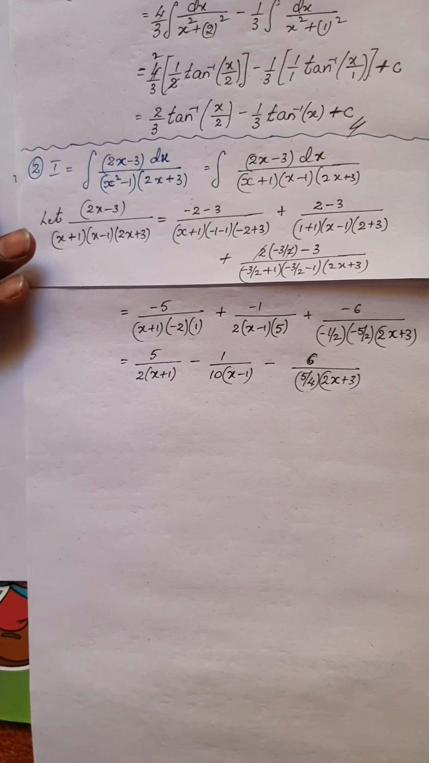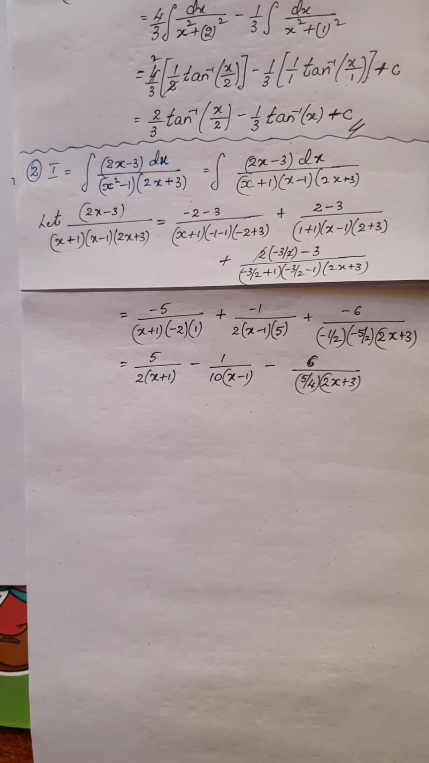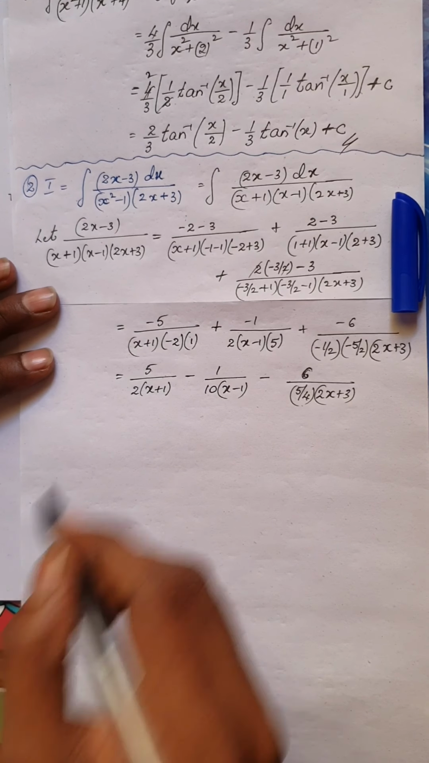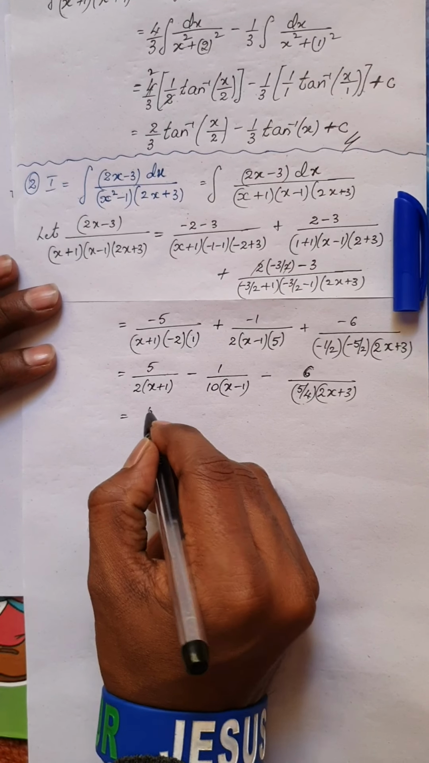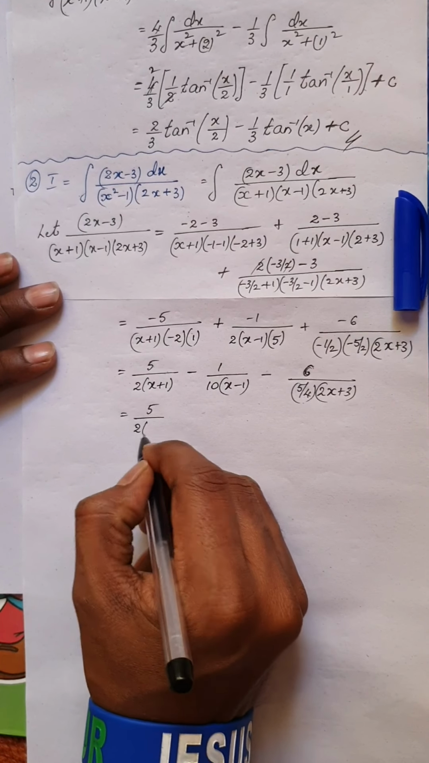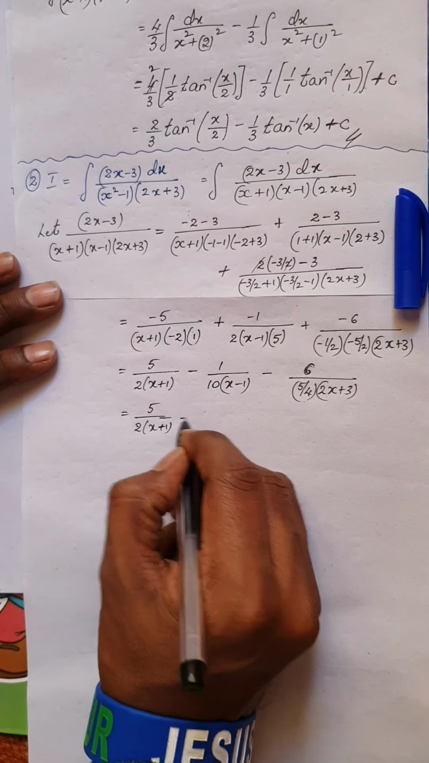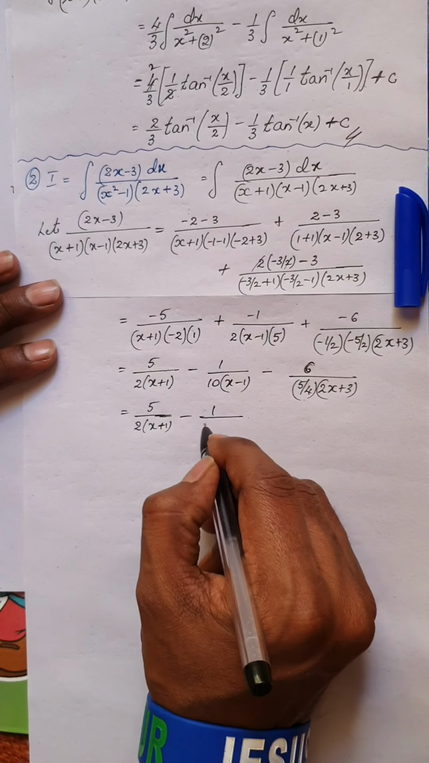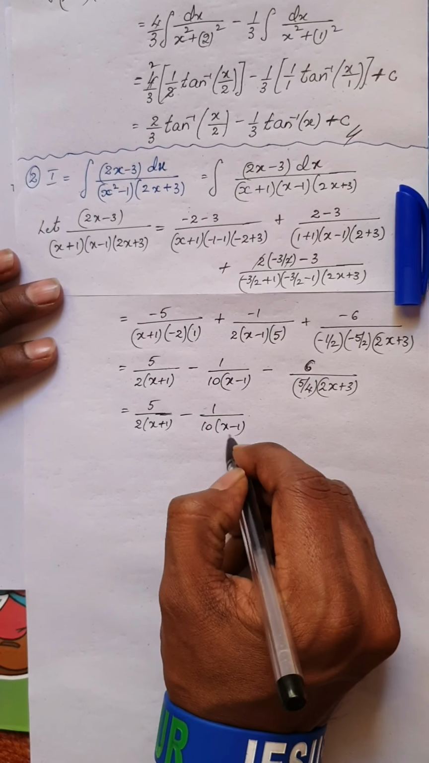Are you following? These are just basic simplifications. Therefore, this would finally be written as 5 divided by 2 into x plus 1, okay, minus 1 divided by 10 into x minus 1.